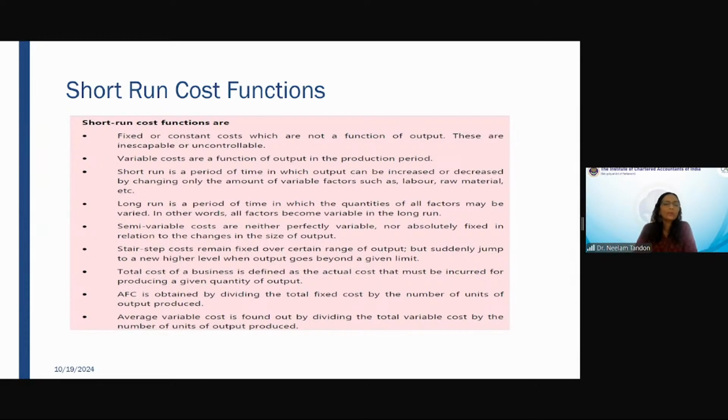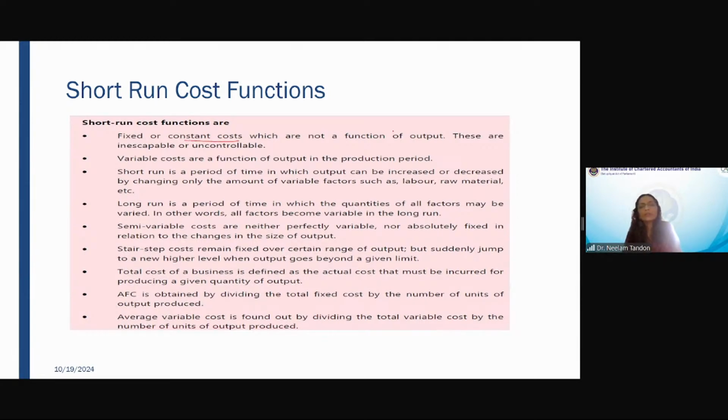Okay, so now we are talking about what we have discussed till now, so that once you start revising, you can just recap what all concepts we have discussed till now. Okay, so हमने short term में क्या बात की? Short term में हमने बात की कि there are two categories of cost in the short term: fixed cost and variable cost. Fixed cost is also known as constant cost.